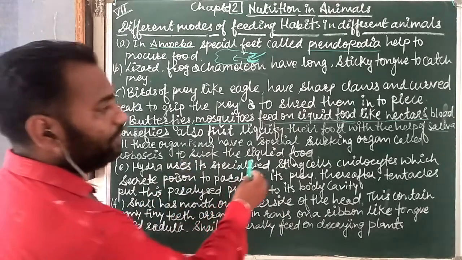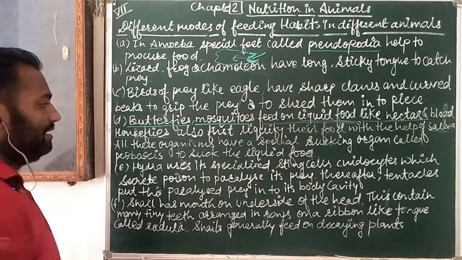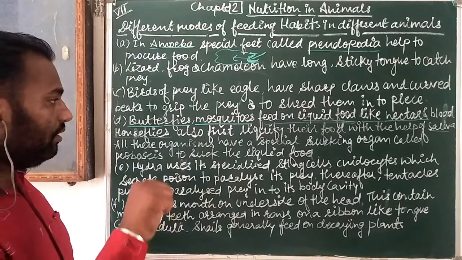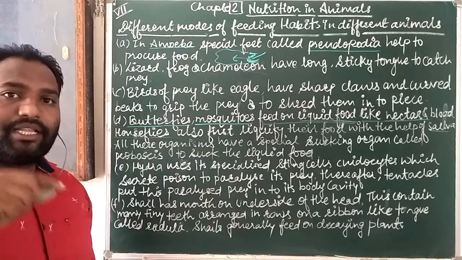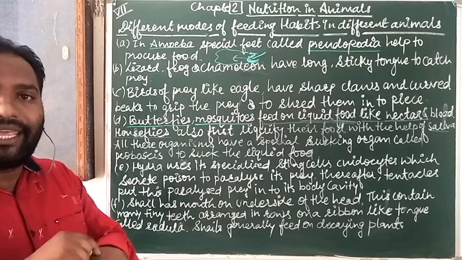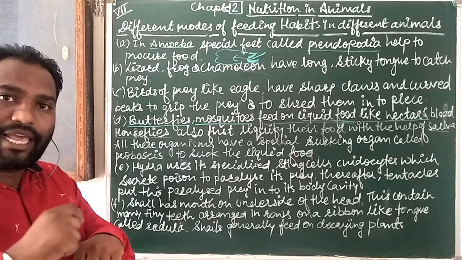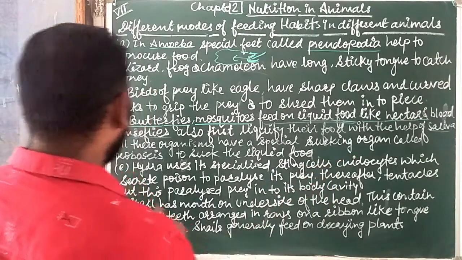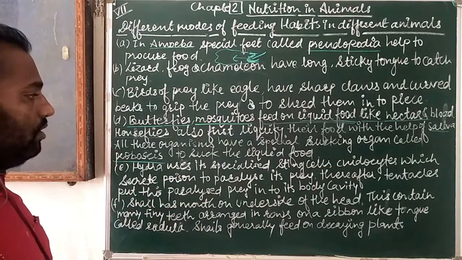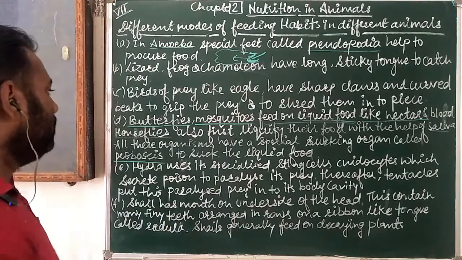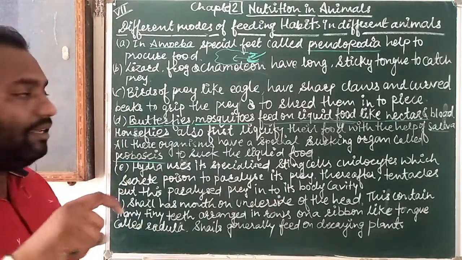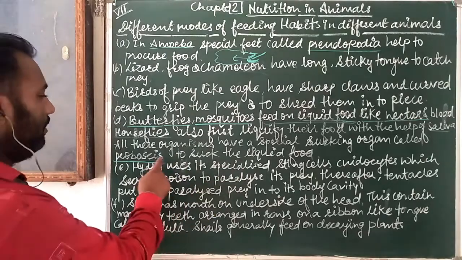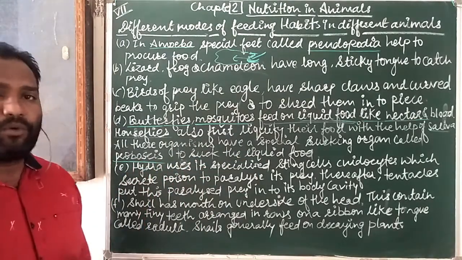All these animals have a special sucking organ called the proboscis. House flies and cockroaches have a special sucking organ. When they penetrate the body of the prey, they suck, like a capillary tube or a straw, the blood from the skin, okay. So the sucking organ is known as the proboscis, to suck the liquid food, understood? So house flies take the liquefied food with the help of saliva and suck the liquid food with the help of this proboscis.